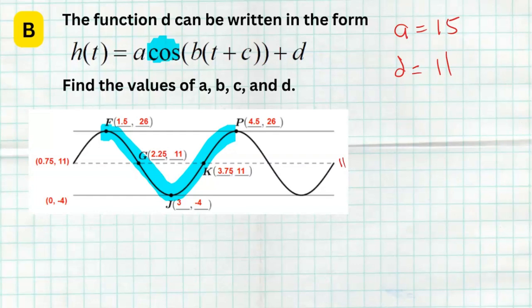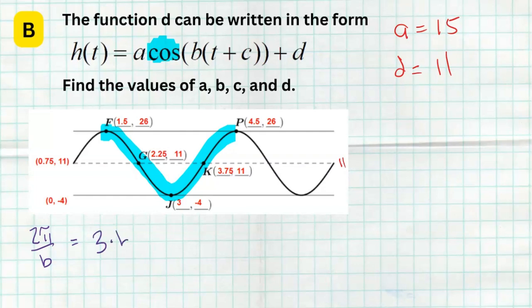Now, what about the B value? This, for some kids, is the trickiest to find. The B value is not your period. 2 pi divided by b is your period. Now, the period is how long it takes to go from your max to your max or your min to your min, whatever you're going to view as one full period. So from my max to my next max is a total of 3 seconds, which I already knew was my period, but now I have to solve for my b value.